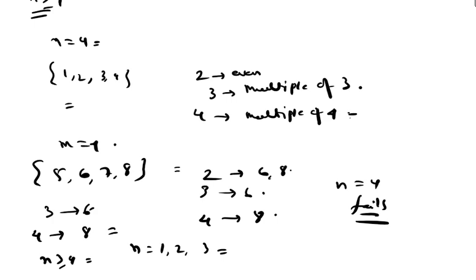Therefore, the only positive integers n such that for every m there exists a function are 1, 2 and 3. So, done. This is the solution of this question.